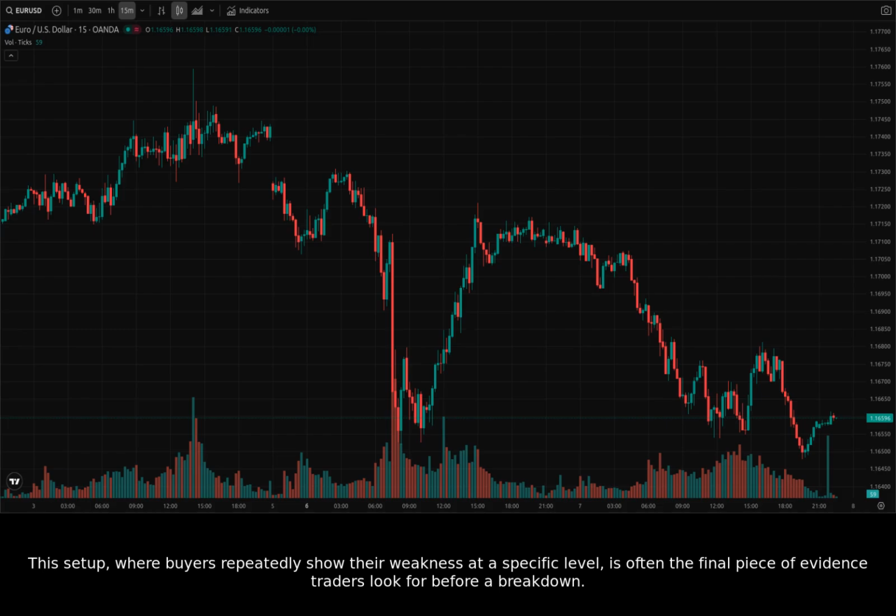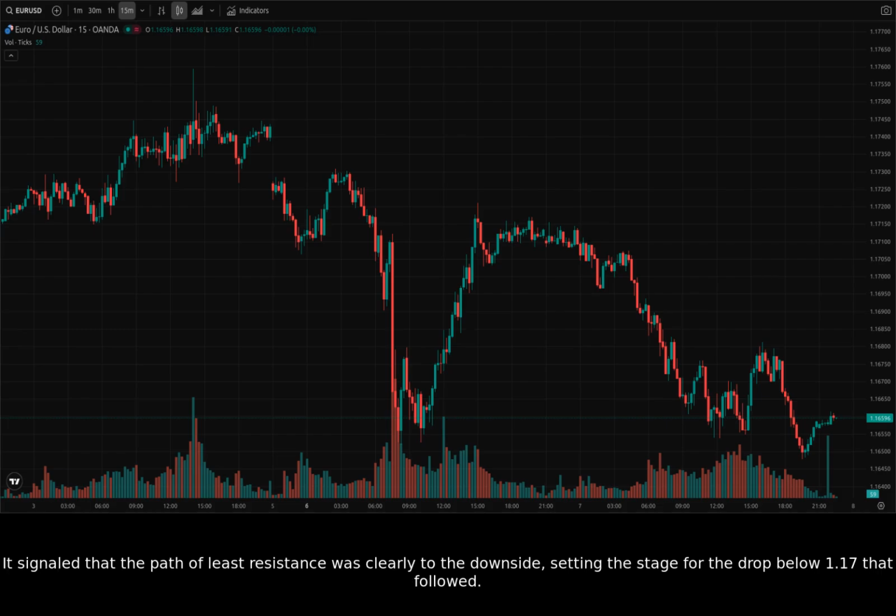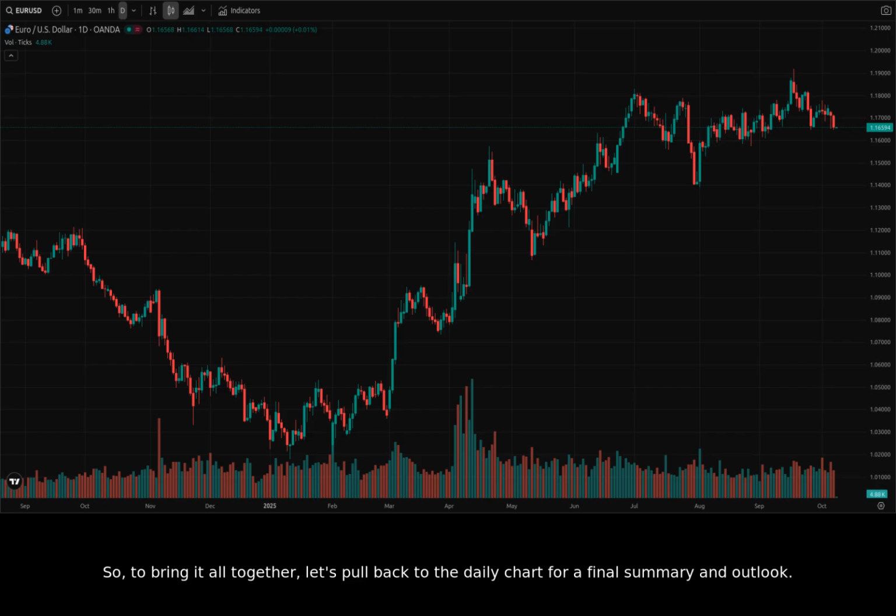This persistent failure to break even minor intraday resistance levels was a significant clue that the underlying weakness was profound. This setup, where buyers repeatedly show their weakness at a specific level, is often the final piece of evidence traders look for before a breakdown. It signaled that the path of least resistance was clearly to the downside, setting the stage for the drop below 1.17 that followed.